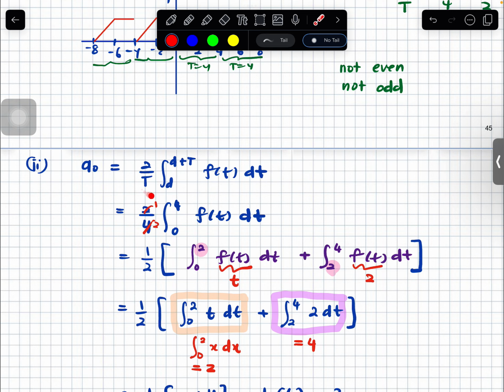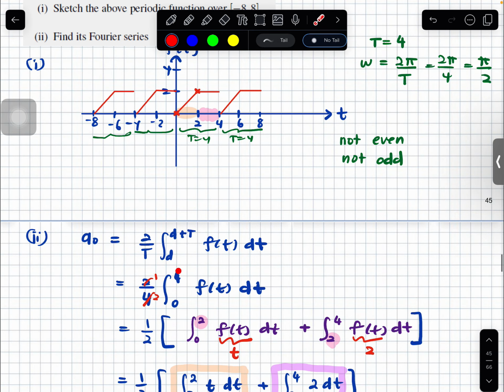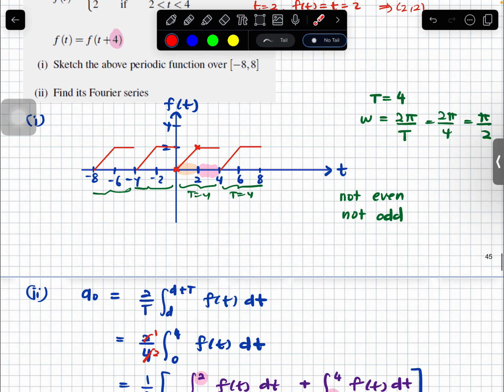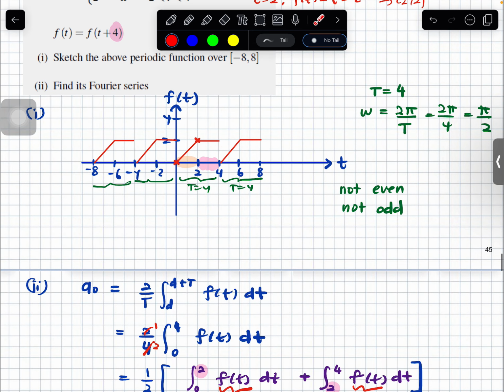This is directly taken from the math formula book. And then it's time to do the substitution. 2 over 4, since T is replaced by 4. And for the integral limit, why do we have 0 to 4? Remember, the integral limits must have the same distance as a period. It means that the distance from the lower bound to the upper bound must be equal to 1 period.